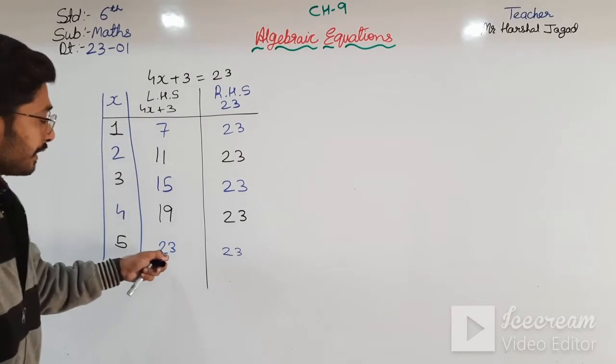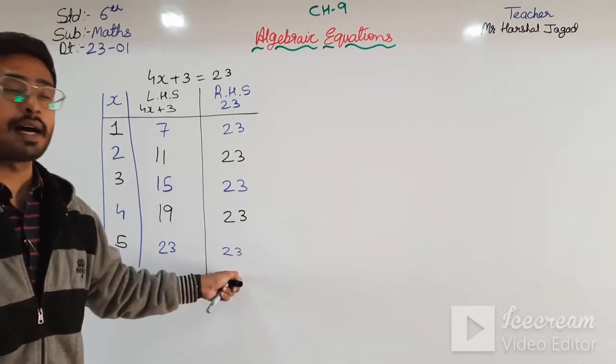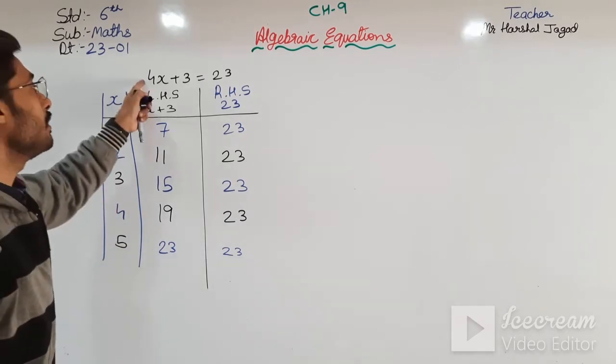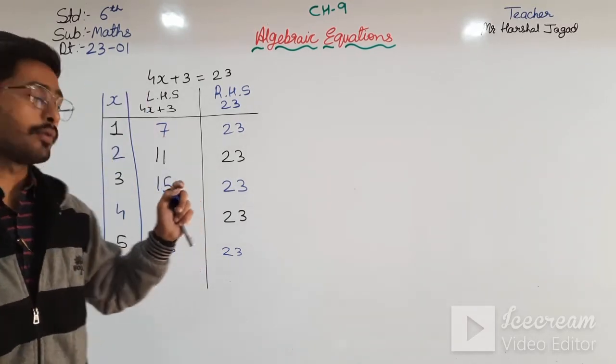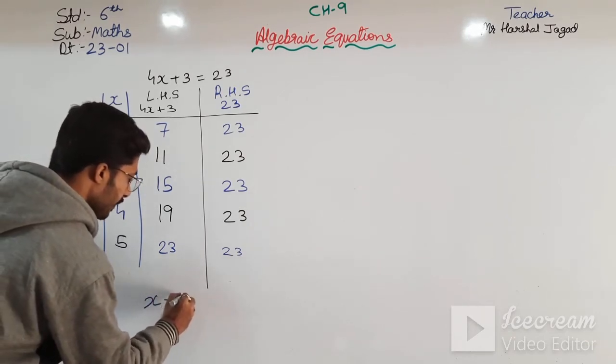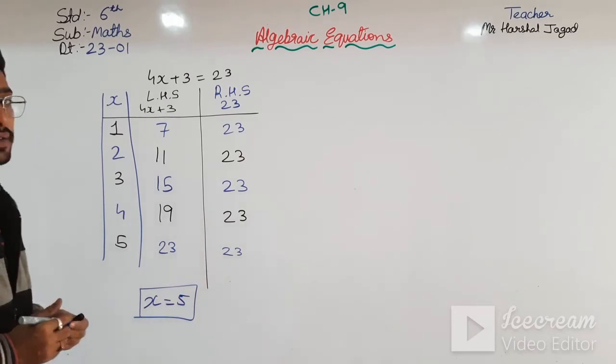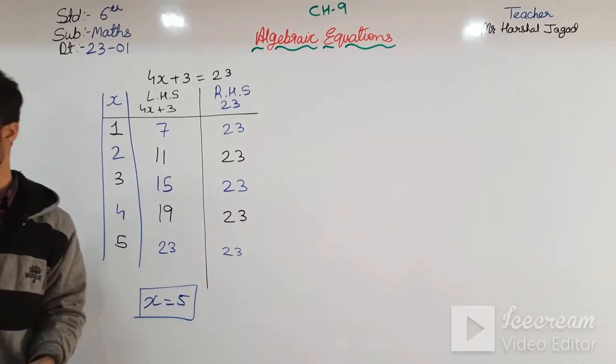Now you can see we get both answers: LHS is equal to RHS. So here the value of x is equal to 5. So we get LHS equal to RHS.